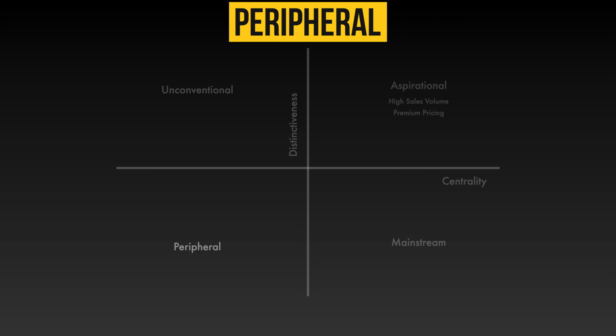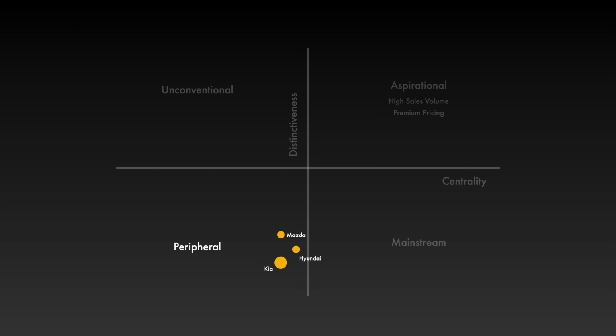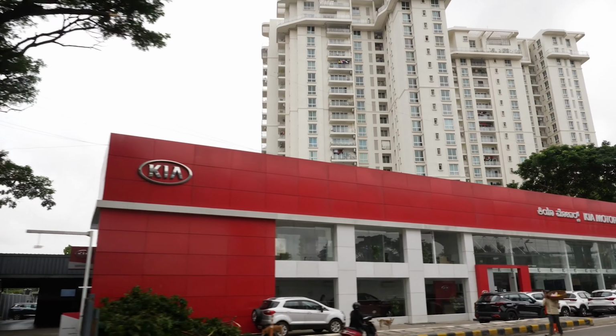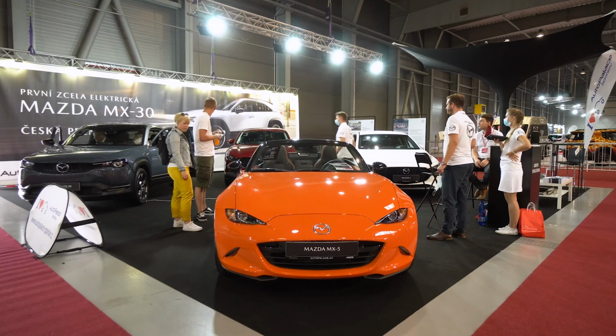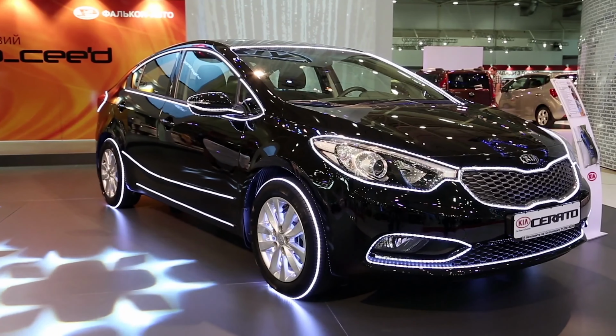Peripheral. The peripheral quadrant is in the left bottom of the map. Here, brands follow a Me Too strategy. These brands are generally substitute brands, so they cannot command high prices or sales volume as in the aspirational or mainstream quadrants. But this quadrant is still a viable position for a brand with low marketing and innovation costs. Think of brands like Hyundai, Kia, Mazda, which fall in this category, and even a small addition of distinctive features or advertising can impact and move them closer to mainstream brands.